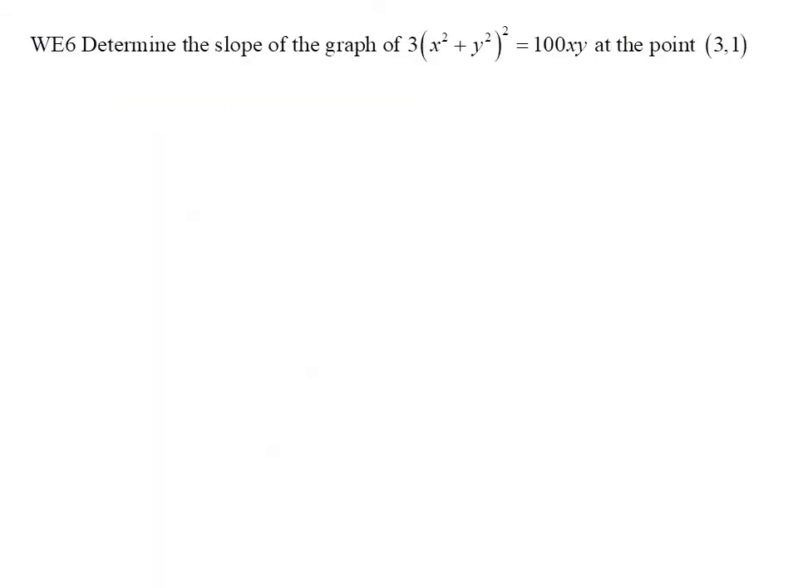Example 6 is to find the slope of the graph 3 times (x squared plus y squared) squared equals 100xy at the point (3, 1). Based on the given function, we differentiate both sides of the equation with respect to x. So d/dx of 3 times (x squared plus y squared) squared equals d/dx of 100xy.